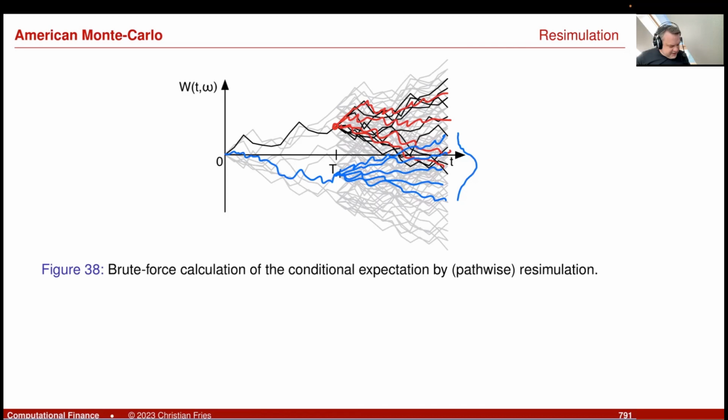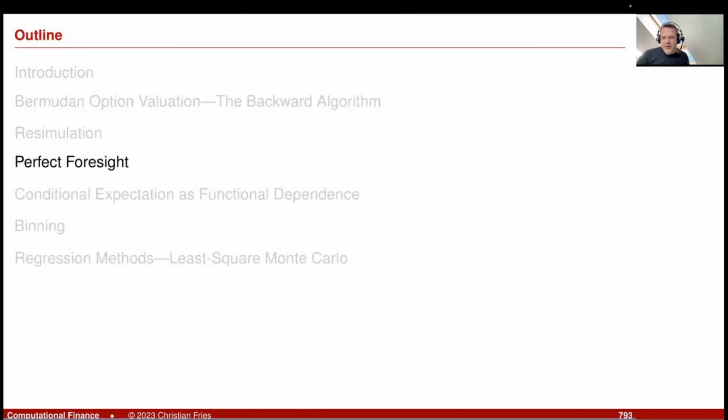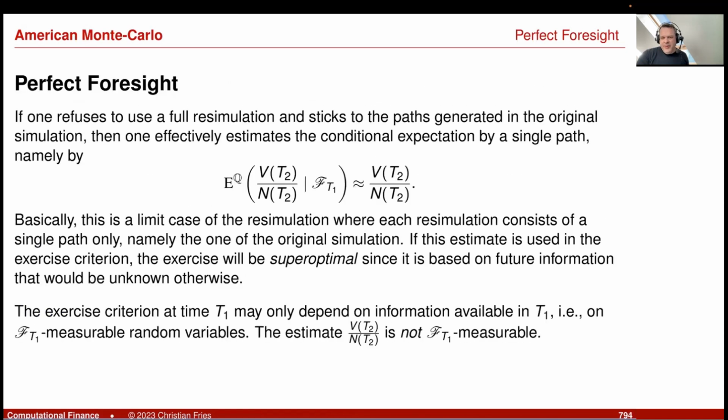Of course, this resimulation has the problem that we have a very high complexity, so the effort needed grows exponentially. Then another idea was creating perfect foresight. So this idea is that I do a kind of resimulation.